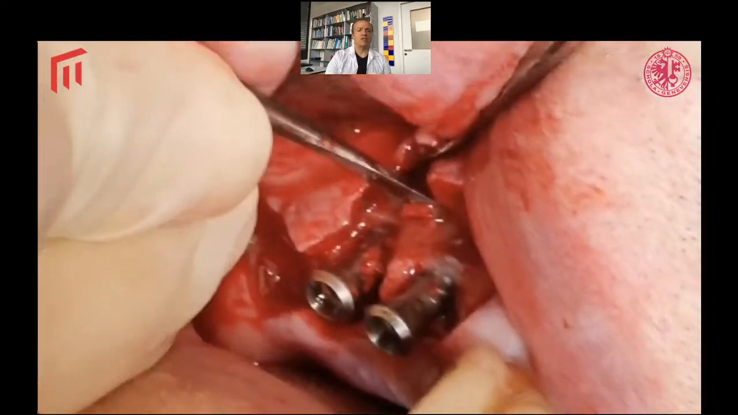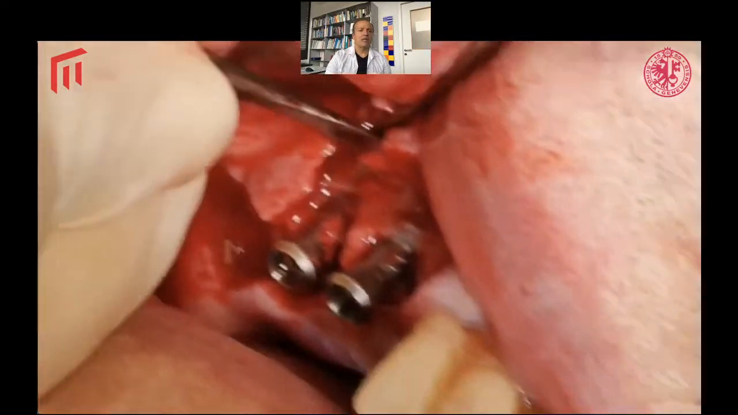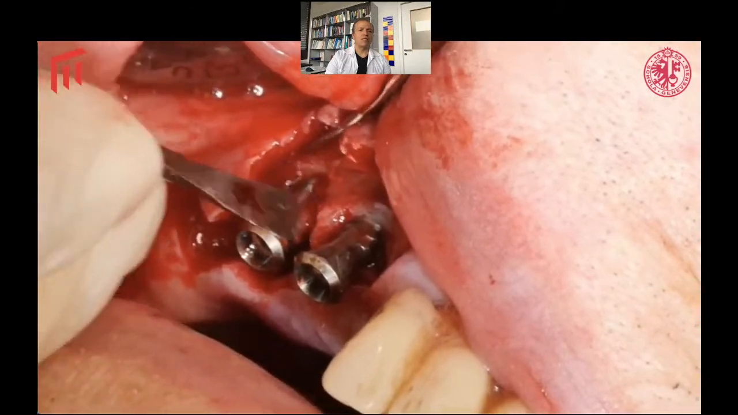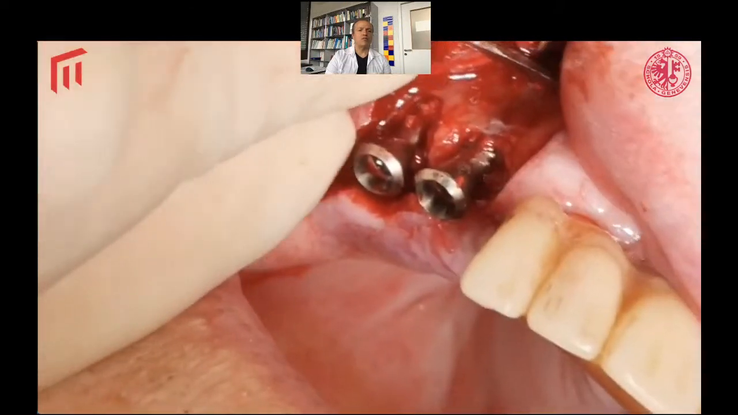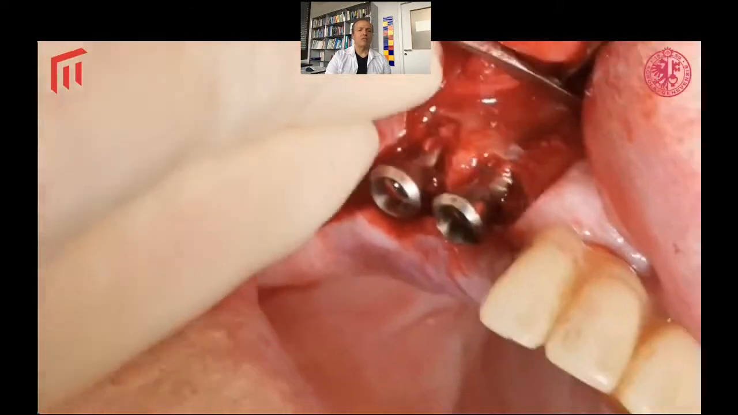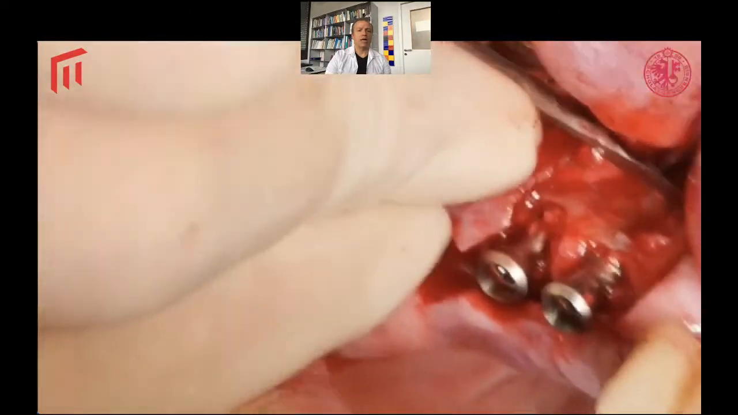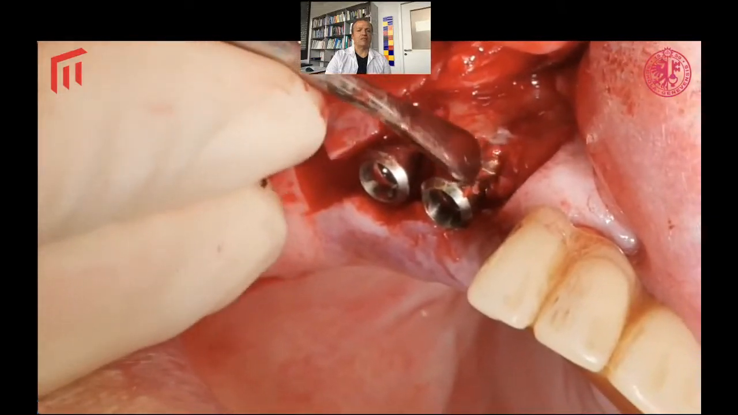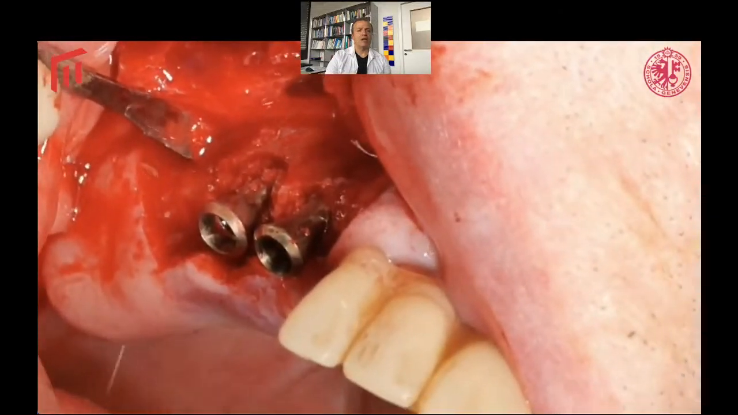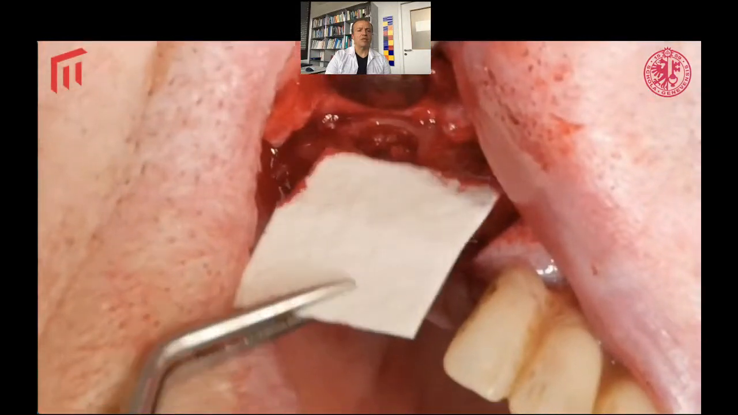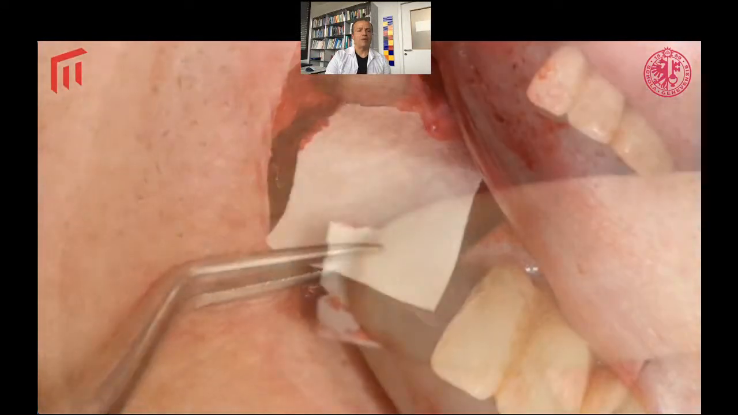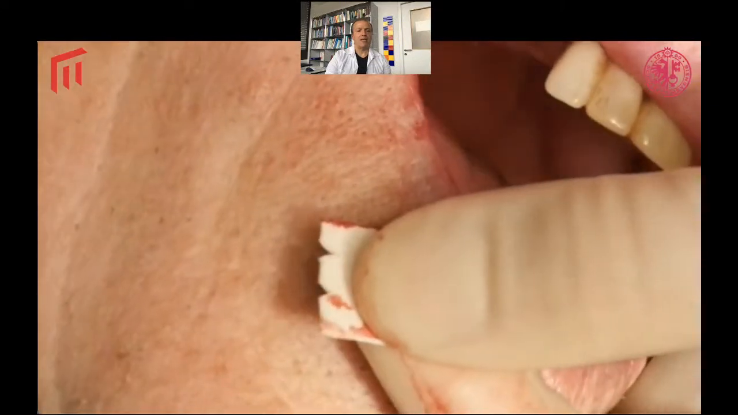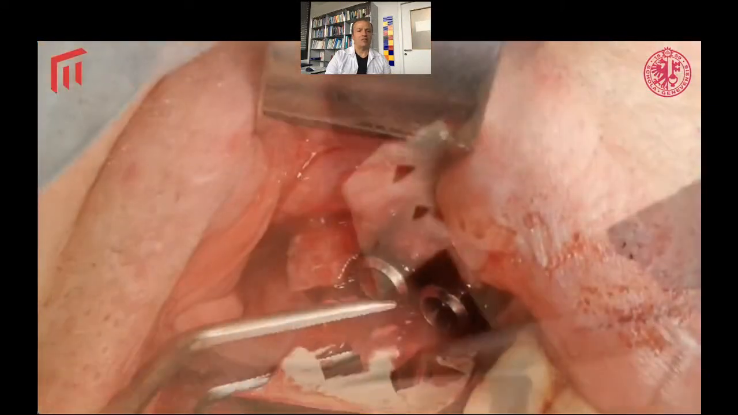In the majority of the cases it goes really well. You need to have a sharp raspatorium, and as I said, you do not need to take too much. You just need to put a little bit in the intrabony component to support the blood clot, to have a better stability of the system. And then after you are doing that, a collagen membrane on the top, again with the purpose to mechanically stabilize the clot and the system.